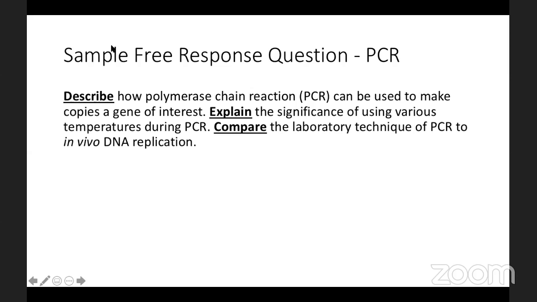compare the laboratory technique of PCR to in vivo DNA replication. For those of you who haven't seen this word before, it is an expression that might crop up on the AP exam. So in vivo just means in a living thing. So when we're talking about experiments in vivo, we're talking about experiments that are being done inside cells, inside organisms, right? The sort of opposite of in vivo would be in vitro, which I think we'll see a little bit later in the slides. Okay, so you should know the difference between in vivo and in vitro.